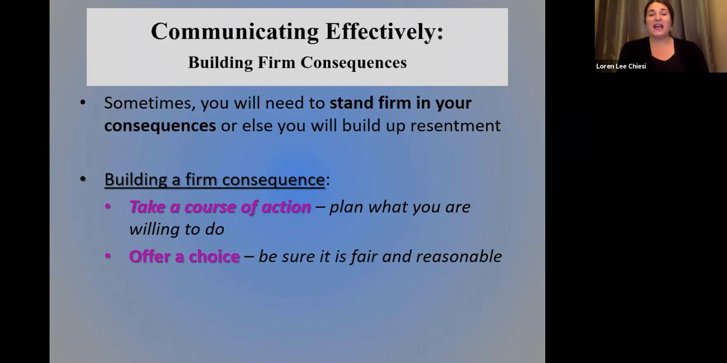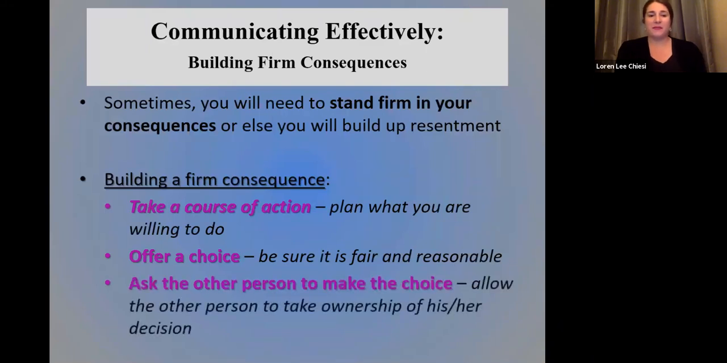Offer a choice. Again, I can't tell you how important it is to make sure that it's choice-oriented consequences. So choice-oriented boundaries. Make sure that the other person feels that they have agency, that they're a part of the resolution, and that they are being involved in the solution process. And ask the other person to make the choice. Allow the other person to take ownership of their decision. Again, not only does it include them in the process, but it gives them a sense of accountability for what they're doing.